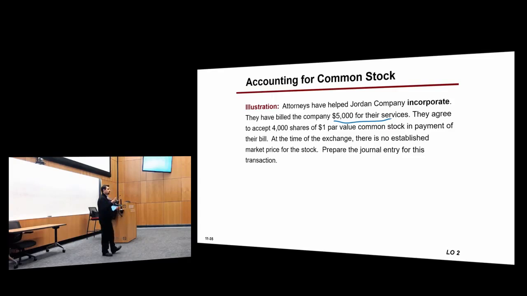So now we have two amounts. This is a problem. You have two amounts. The bill is for $5,000. If you want to look at the stocks, it's $4,000. Which one should be recognized as expense? The $5,000 or the $4,000? In this specific example, at the time of exchange, there is no established market price for the stock. So the stock is not being traded yet. Which one can you say is more accurate?